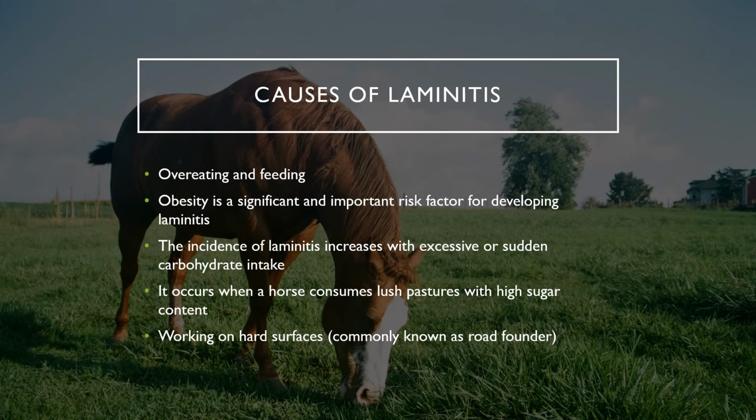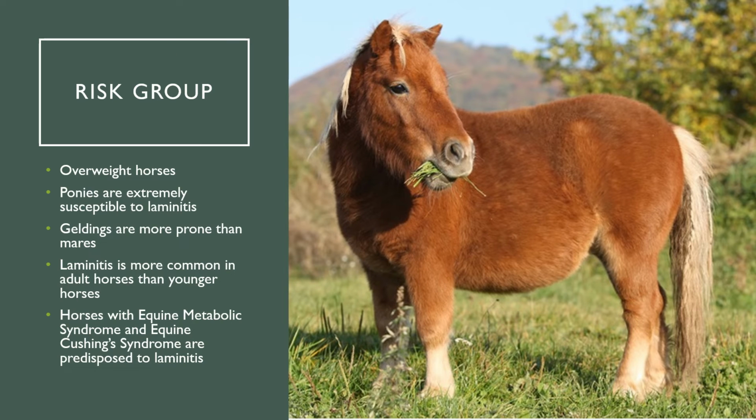The risk groups associated with laminitis include overweight horses and ponies, which are extremely susceptible to laminitis, especially when fed rich, lush forages. Geldings are also more prone than mares, and laminitis is more common in adult horses than younger horses. Horses with equine metabolic syndrome and equine Cushing syndrome are predisposed to laminitis.